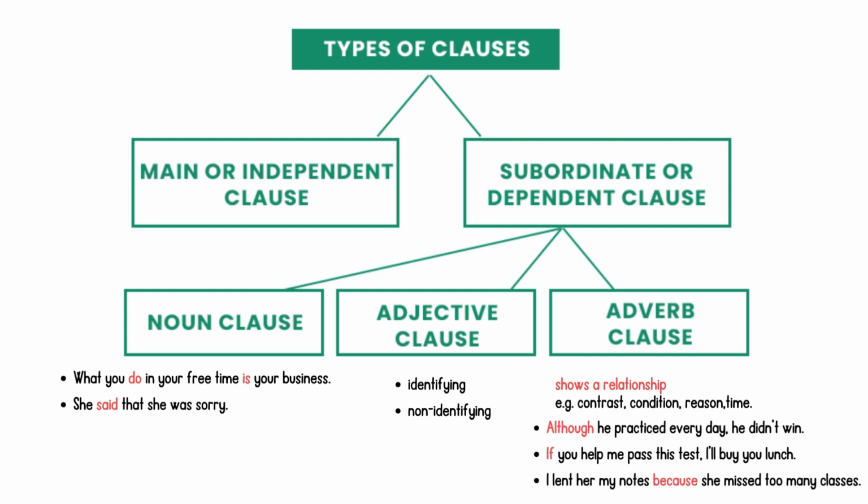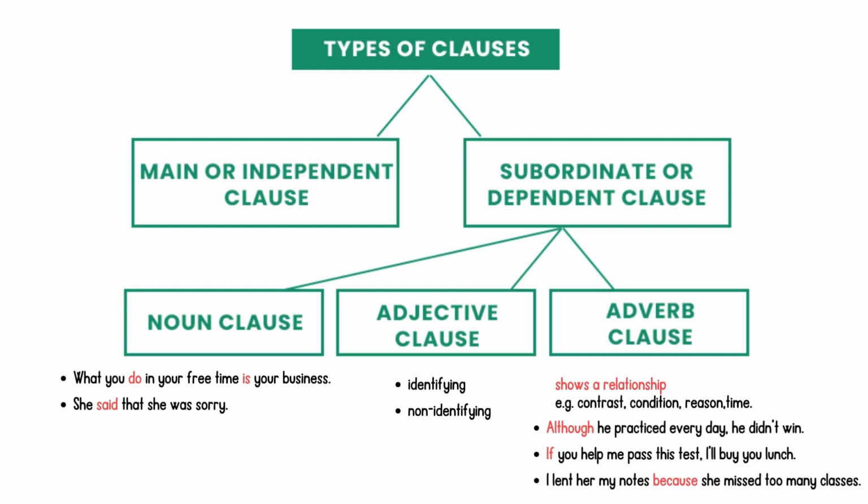Easy, easy. The next one, we have a condition. What is that? If you help me pass this test, I'll buy you lunch. So, what kind of conditional? Do you remember? That's our first conditional, right? Present simple in the if clause, will plus infinitive in the main clause, right? So it's condition. In the condition that you help me, I will buy you lunch. So it's showing a relationship.